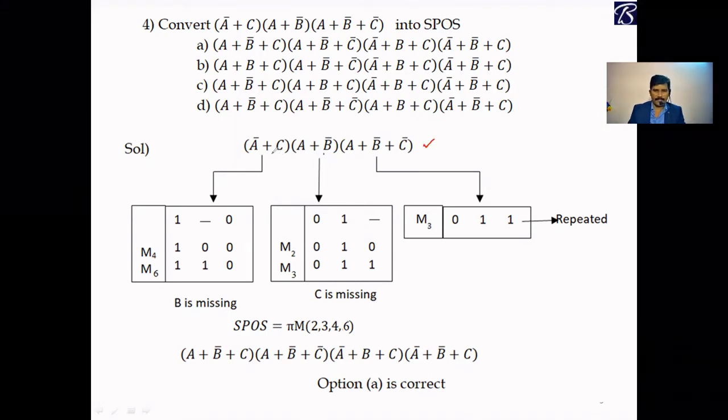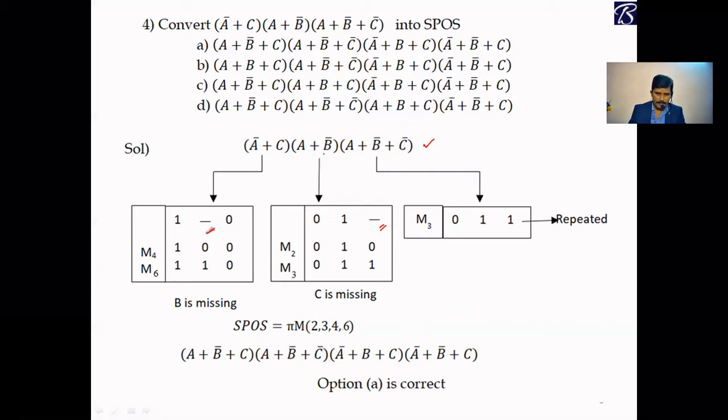If you observe the first product term, B is missing. So that's why take hyphen here. And remaining A bar means it is 1, C means it is 0. Because in POS, 0 indicates uncomplement, 1 indicates complement. And here in the second max term, C is missing, that's why take hyphen. In the third max term, all the variables are present, that's why take as it is. A means 0, B bar 1, C bar 1.